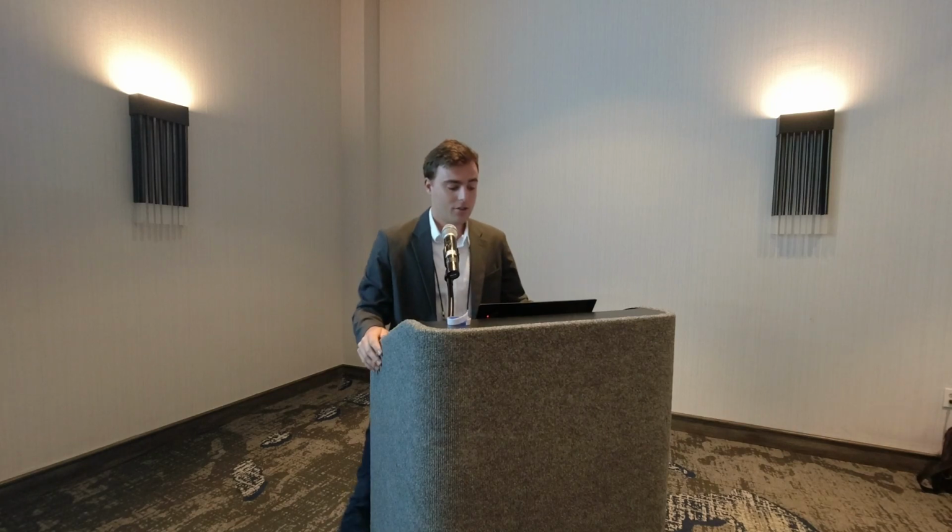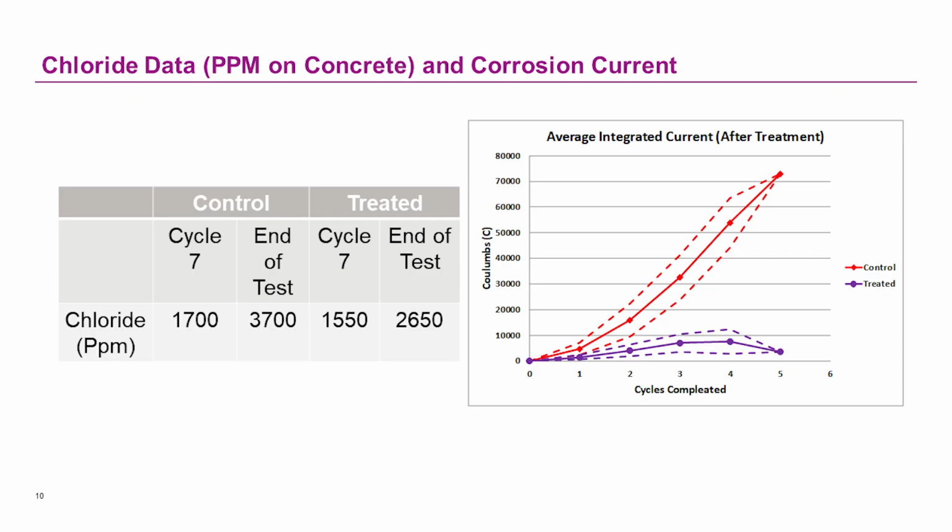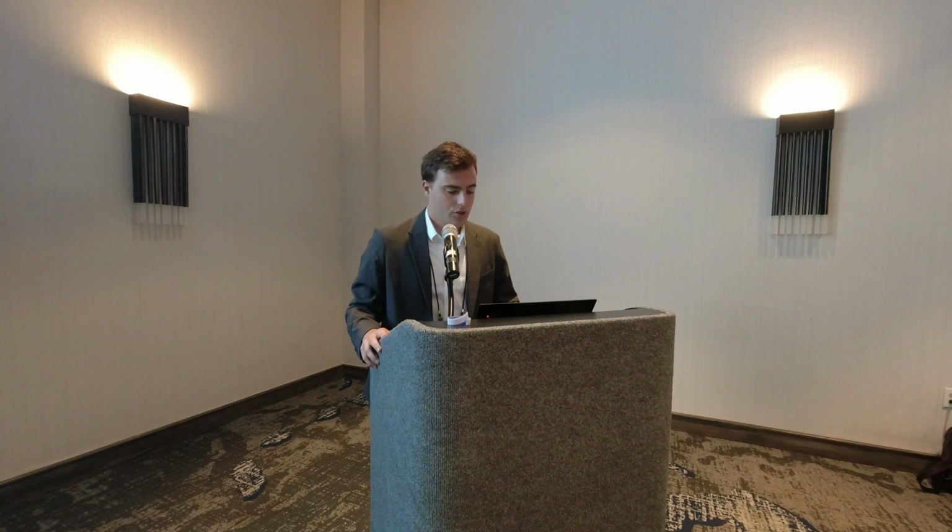And then on the right, you can see what really matters, the average integrated current. This shows you the corrosion potential of these slabs. So the red one is the control slab, or the control slabs. This test is completed until all the control slabs crack, and then 2 additional cycles of the treated slabs thereafter.